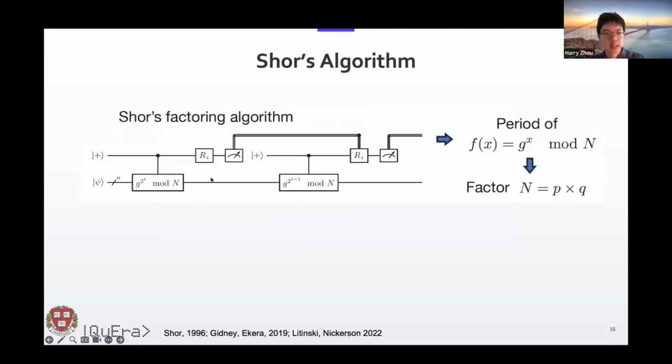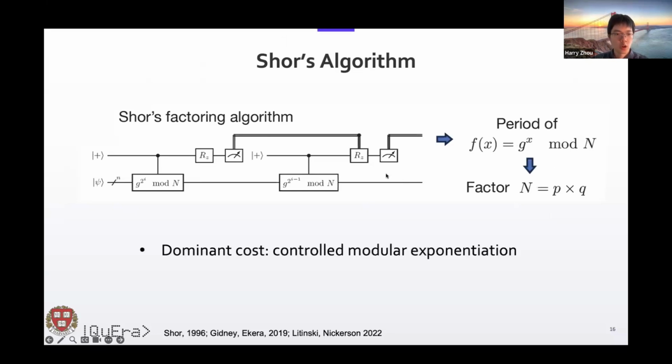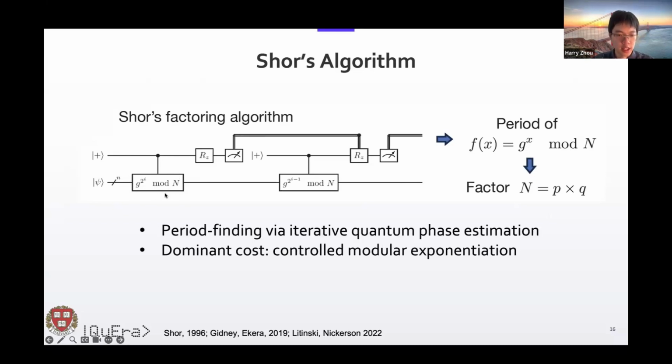So Shor's algorithm proceeds as follows. Essentially, it's running period finding on the function g to the x mod n, and the period that you have will manifest when you try to do phase estimation on this function. So the procedure uses this iterative phase estimation procedure in which we do controlled modular exponentiation up to some exponent. And the dominant cost when one lays it out is this controlled modular exponentiation.